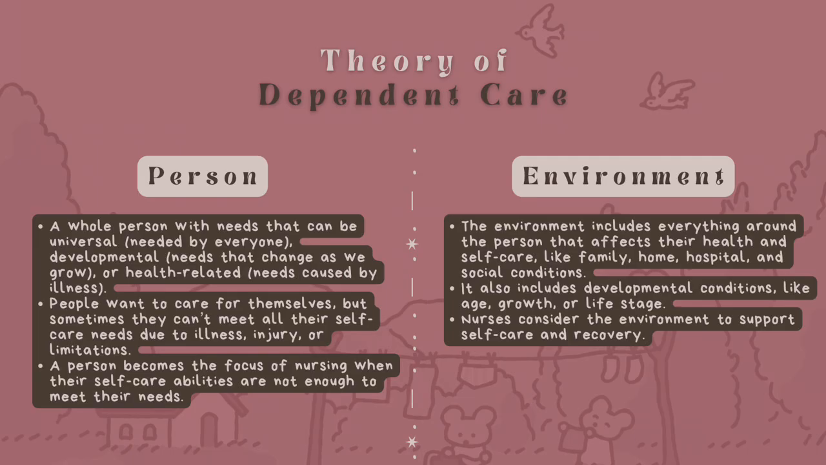Next, theory of dependent care, we have person. Person is a whole person with needs that can be universal, developmental, health-related, and needs caused by illness. Sa person naman, it's a whole being with universal, developmental, and health-related needs.